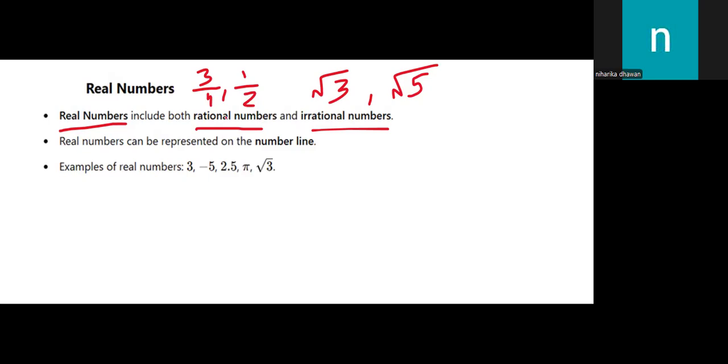So if 3 by 4 is a rational number, clearly we can say that it is also a real number. Here root 3 is an irrational number. So I can say root 3 is also a real number, because the real numbers are the set of all the rational and irrational numbers. Now real numbers can be represented on a number line. How we can represent real numbers on a number line, we will talk about in further slides. So let's take an example of real numbers. Here 3, -5, 2.5, pi, root 3 are all real numbers.